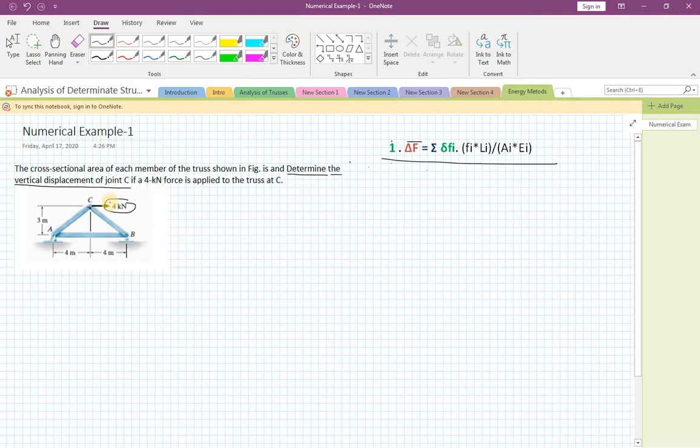Now I will take this truss out without the 4 kN and apply a 1 kN downward force. So let me draw that truss here. I have drawn the same truss and applied 1 kN of vertical load at joint C, but I have neglected the external force of 4 kN. Now I can analyze this truss either by the method of joints or the method of sections to find the forces in each member of the truss.